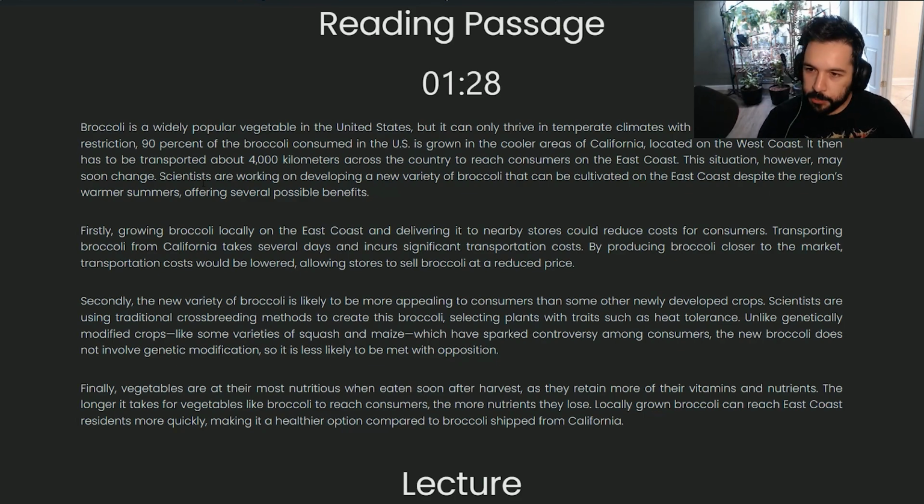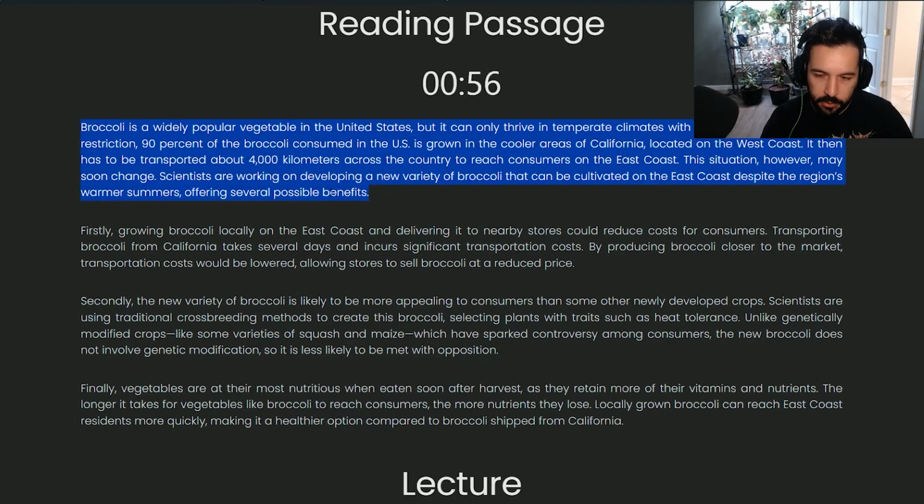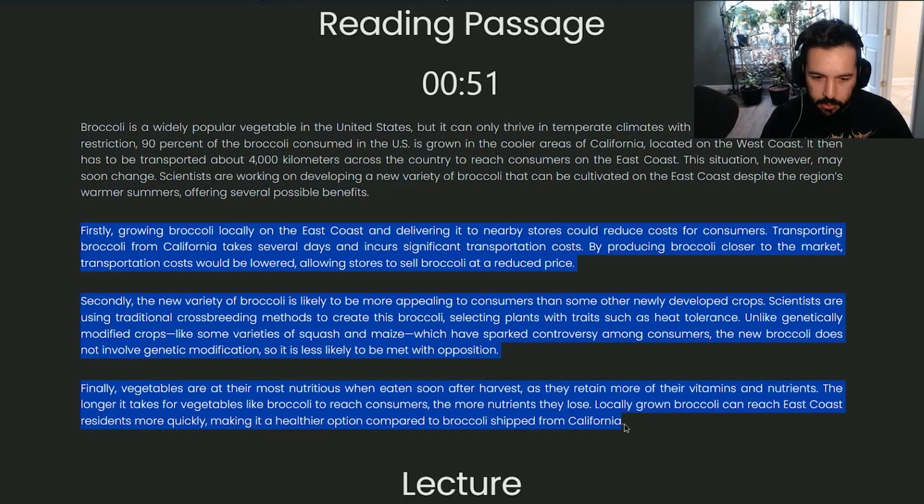It then has to be transported about 4,000 kilometers across the country to reach customers on the East Coast, consumers. This situation, however, may soon change. Okay, so we have the problem. Now we are getting the solution. Scientists are working on developing a new type of broccoli that can be grown, cultivated, on the East Coast despite the region's warmer summers, offering several possible benefits. Okay, of course. So we had the problem, we had the solution, and the writer, we are going to refer to him as the writer, believes there are several benefits. Obviously, there are going to be three.